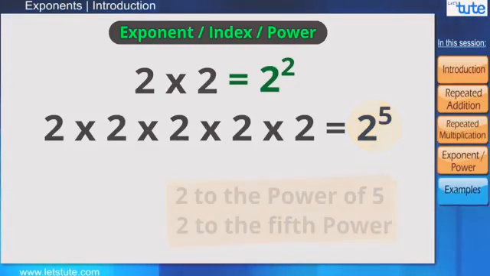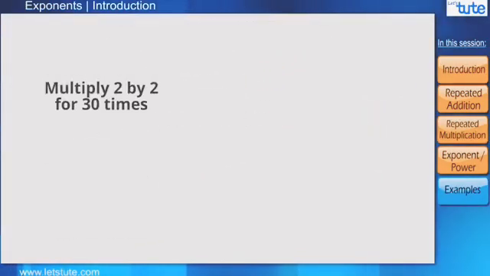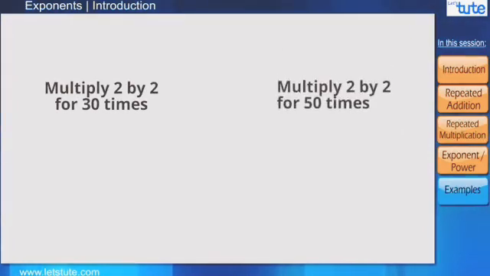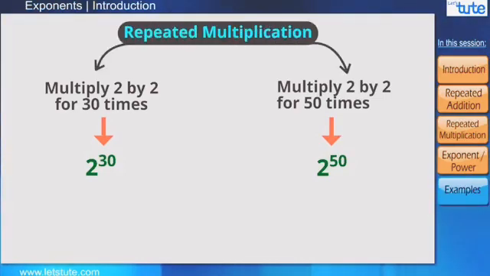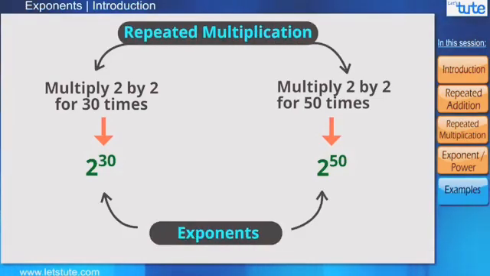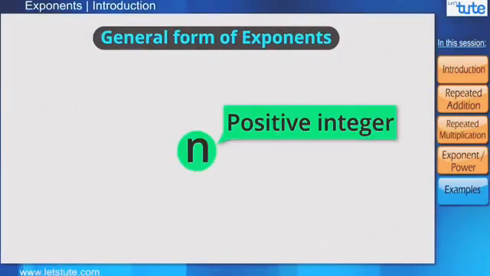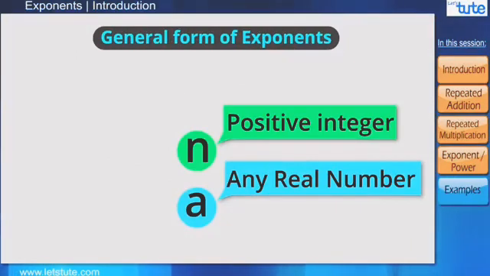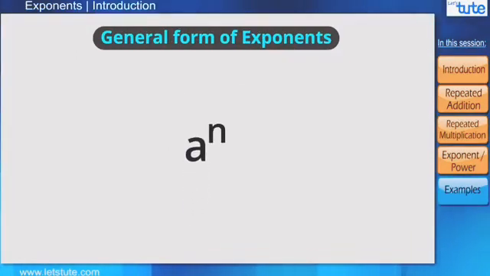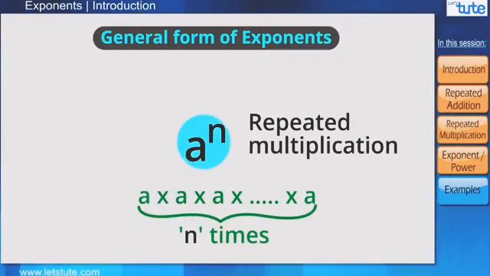Similarly, if it is asked to multiply 2 by 2 for 30 times or 2 by 2 for 50 times, then how you are going to write it? 2 raised to the power 30 and 2 raised to the power 50, right? That means for repeated multiplication, we can use exponents. In general form, if n is a positive integer and a is any real number, then a raised to the power of n corresponds to repeated multiplication.